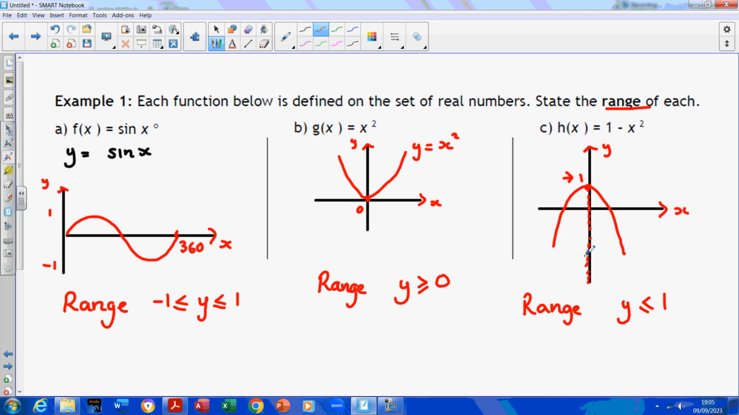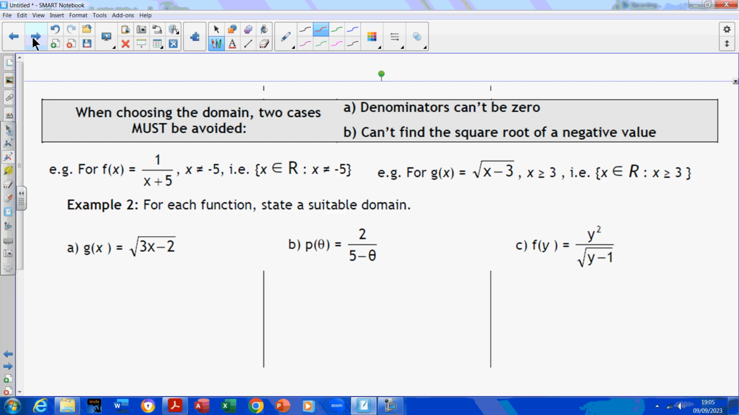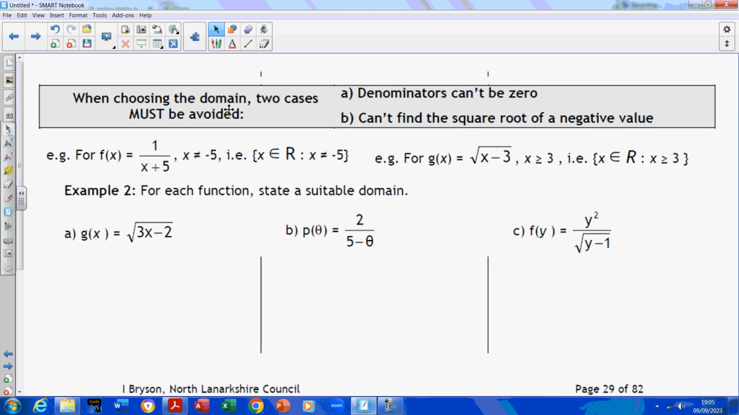Okay, right, we'll go on and do the next wee part. The next part is about domain and range, and the domain is the set of x numbers that we can use. Sometimes we can't use all the x numbers, for the reason I said earlier: an x number might want to go to the same answer twice, so we can't have that. So we've got to restrict the domain. So this box here is really important.